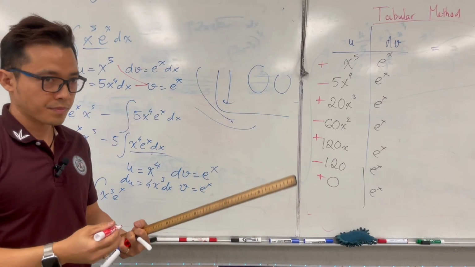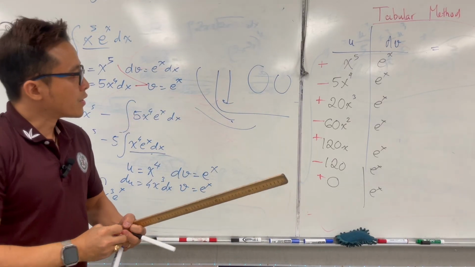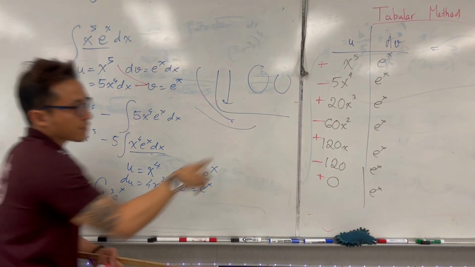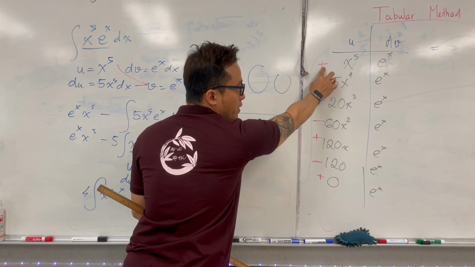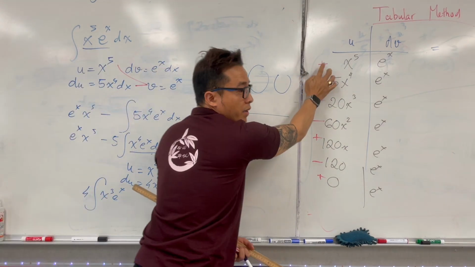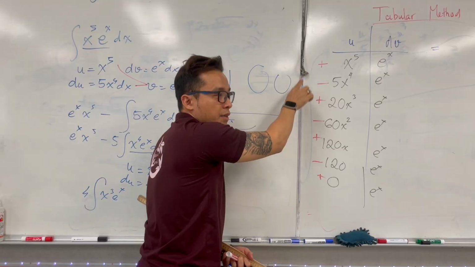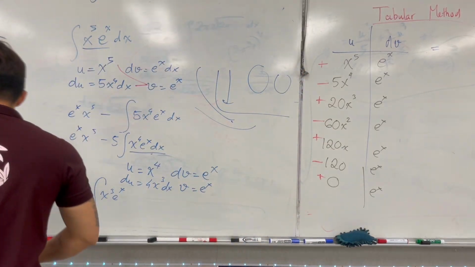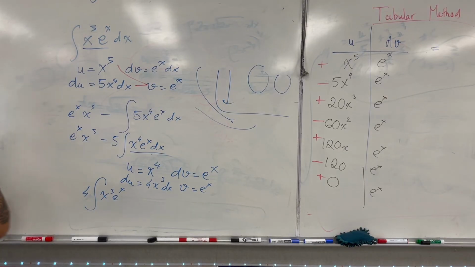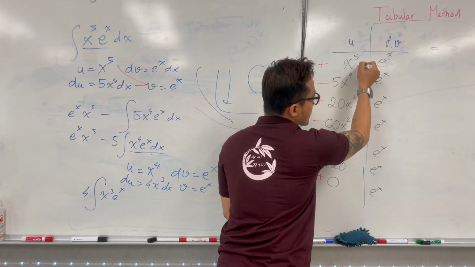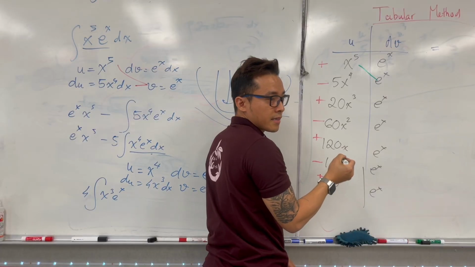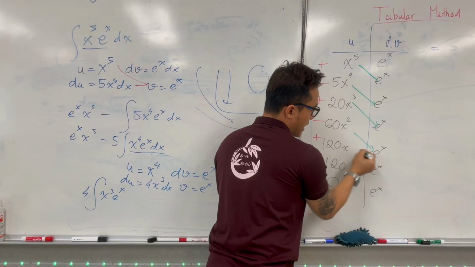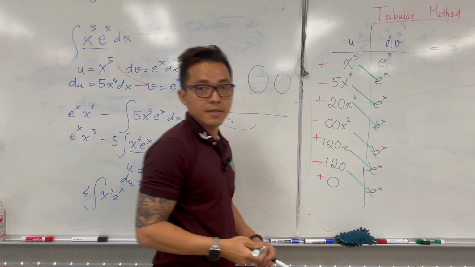Wait, mister, I thought it starts off with minus. No, they start out with the x^5, so x^5 is positive. If they start with the negative over here, then you're gonna start with the negative. But they alternate, they take turns. Now the order is this. This times this. This times this. This times this. This times this. This times this, and this times this.